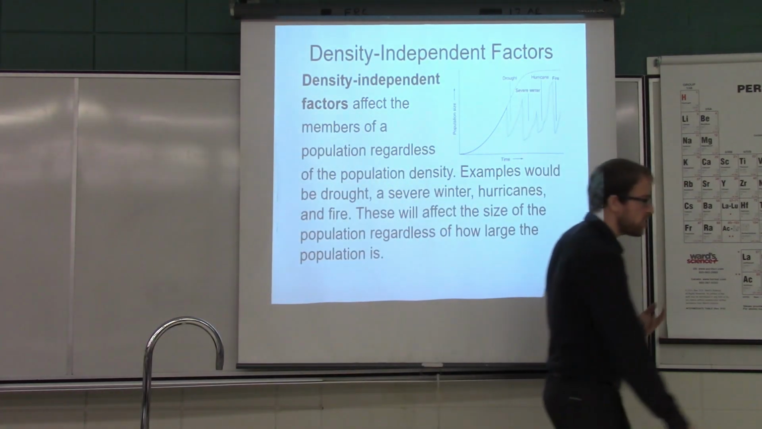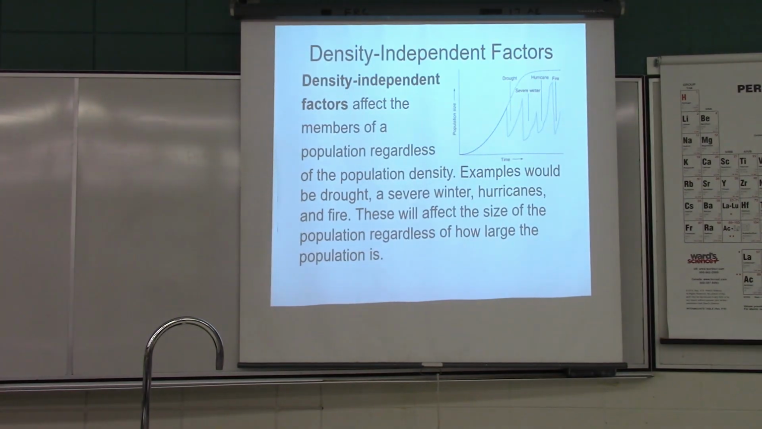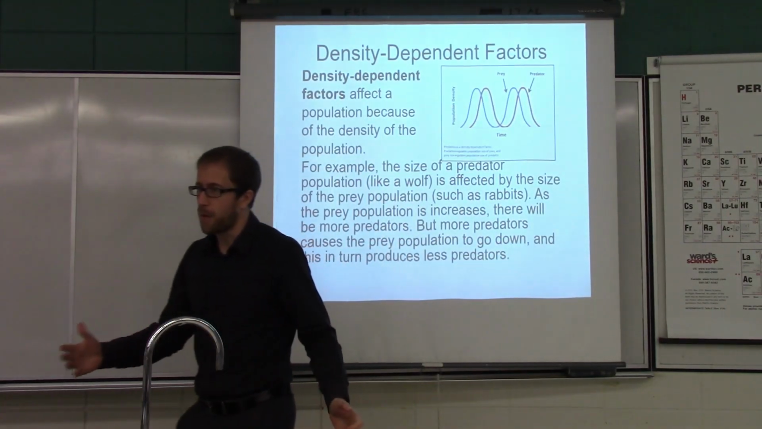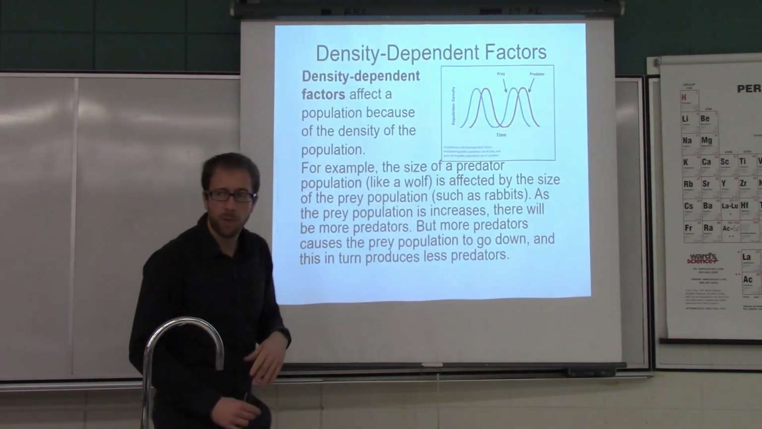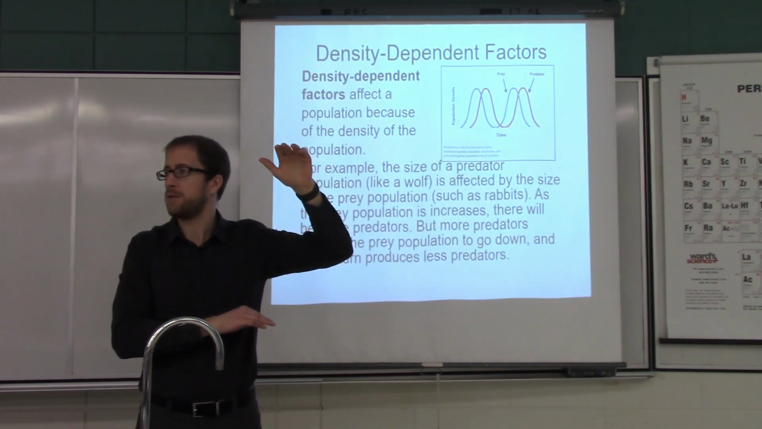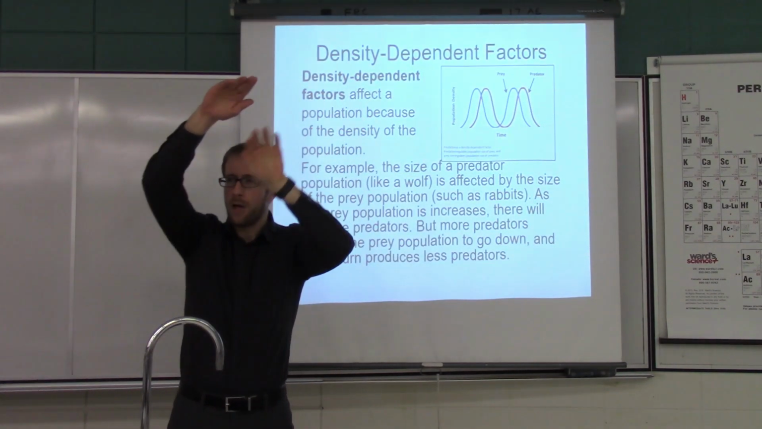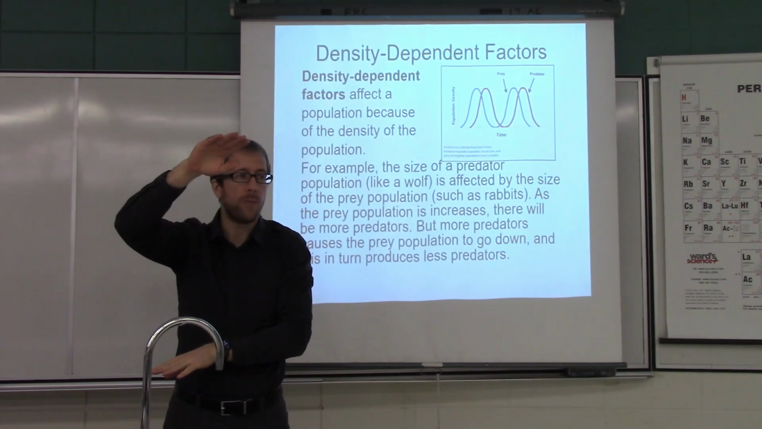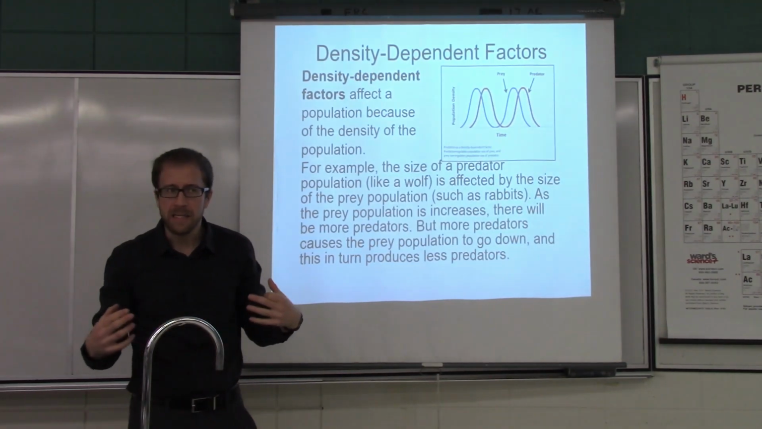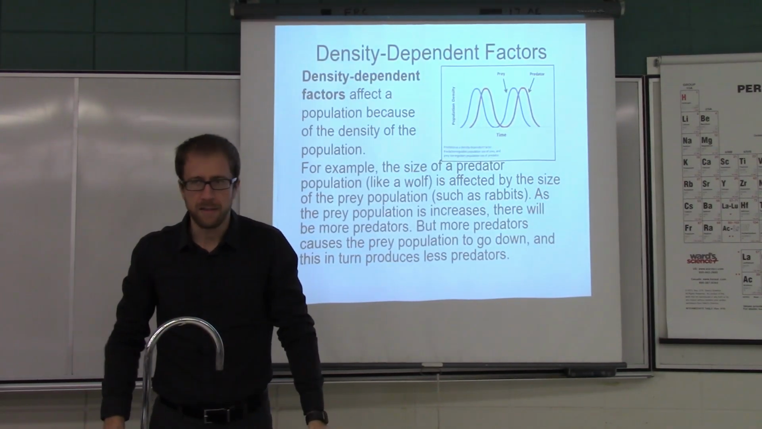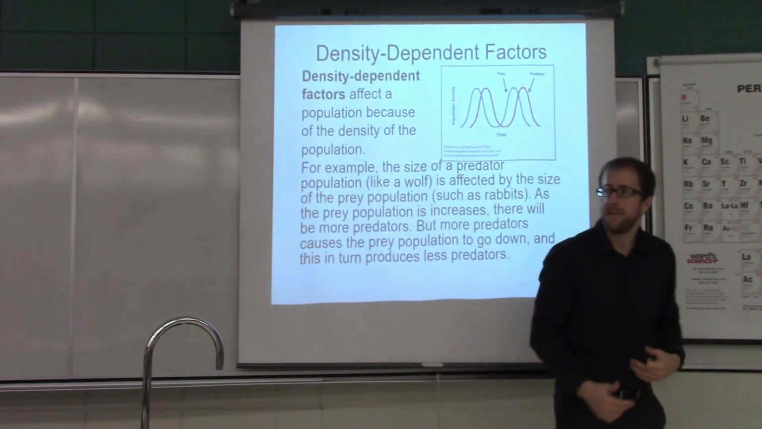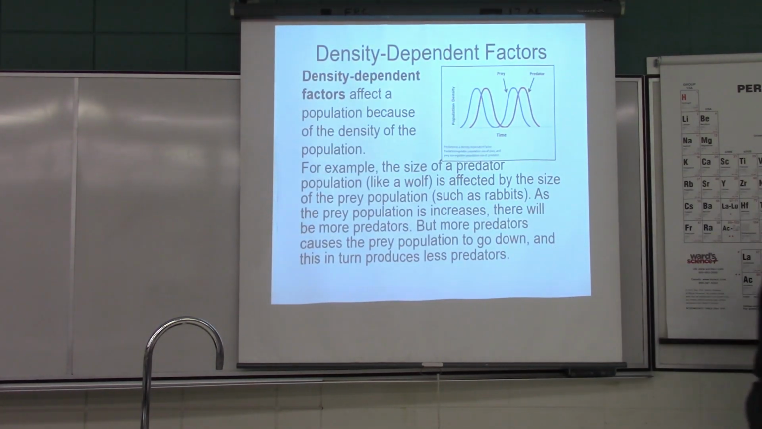Now, when we talk about density-dependent factors, those are going to be things that rely upon how dense that population is, right? If we look at, for example, a predator-prey relationship. If I have a lot of prey, what's going to happen to my population of predators? It's going to increase. If I have not much prey at all, what's going to happen to my amount of predators? They're also going to decrease, right? These are density-dependent factors, because the density, how many organisms you have in that area, will determine the magnitude of this effect.